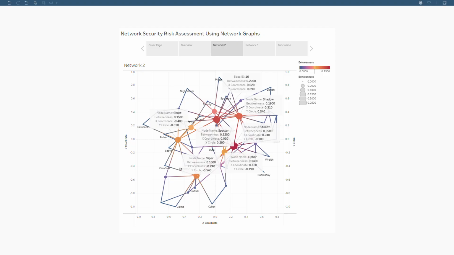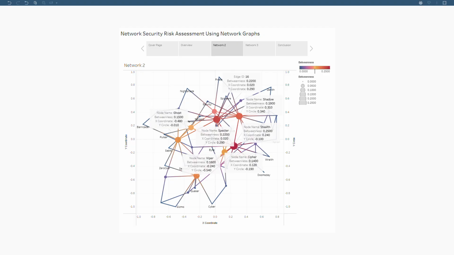This network is more distributed, meaning influence is shared across multiple nodes rather than a concentrated single hub. In this network, the node Spectre has the highest betweenness centrality, with Shadow and Stealth also serving as important intermediates. This is reflected visually through larger node sizes and darker colors, following Tableau's design, and also the YouTube reference design principles where visual hierarchy communicates analytical importance.